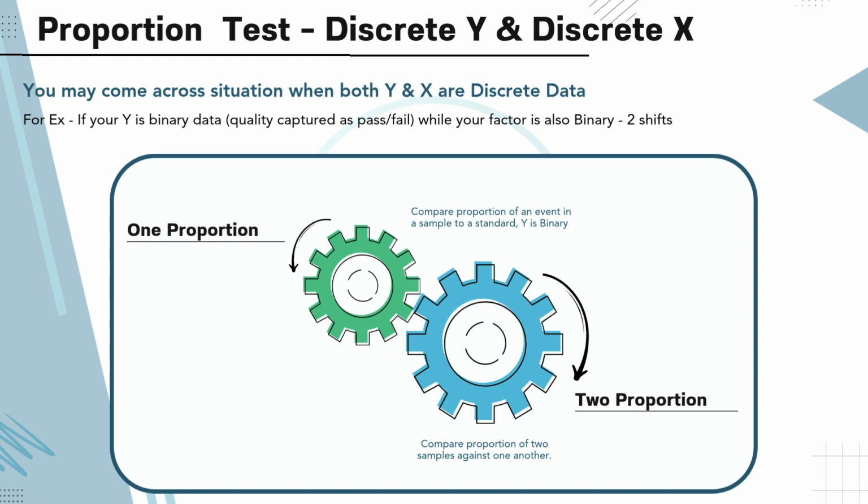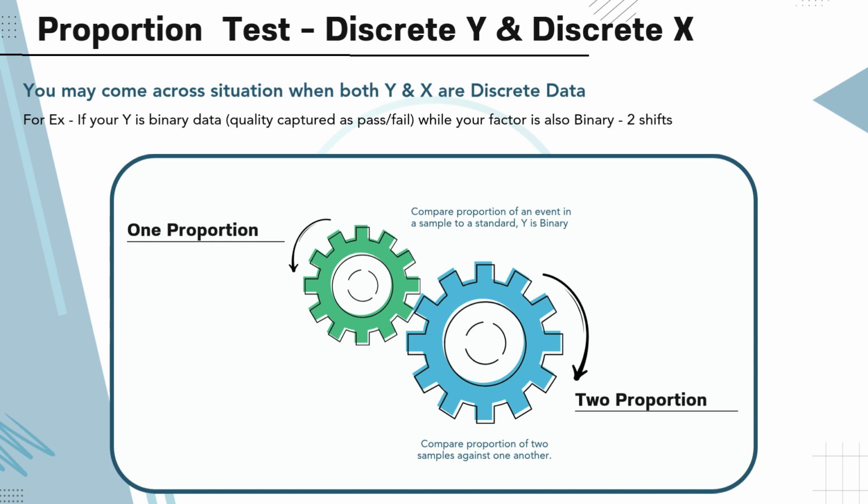There are two types of proportion tests used in such cases. One proportion test is used when we want to compare the proportion of a specific outcome in a single sample against a known or expected standard. For instance, if we expect a 95% pass rate and want to test if our current process meets that benchmark. Two proportion test comes into play when we are comparing proportions between two groups. For example, comparing the pass rates between Shift A and Shift B to see if there's a statistically significant difference.